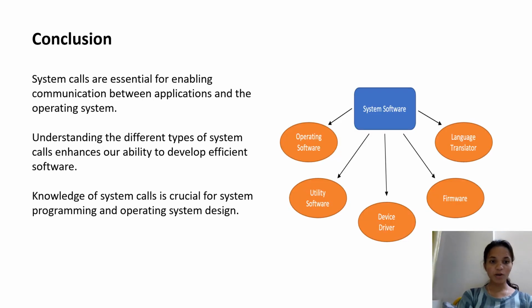Conclusion. System calls are essential for enabling communication between applications and the operating system. Understanding the different types of system calls enhances our ability to develop efficient software. Knowledge of system calls is crucial for system programming and operating system design.